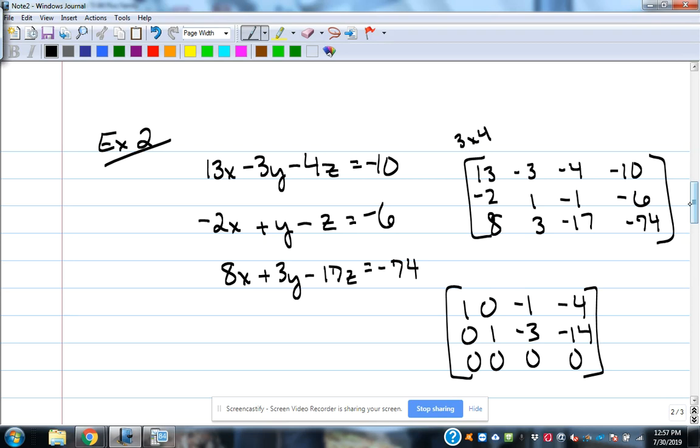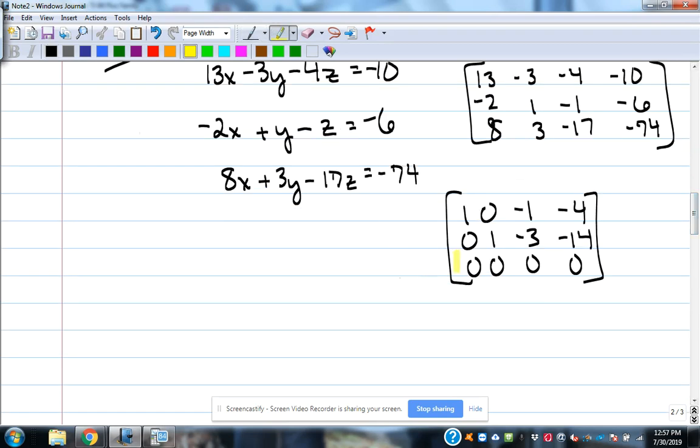Here's what this tells me. Because that bottom row has all zeros in there, that tells me that this has an infinite number of solutions. So infinitely many solutions.